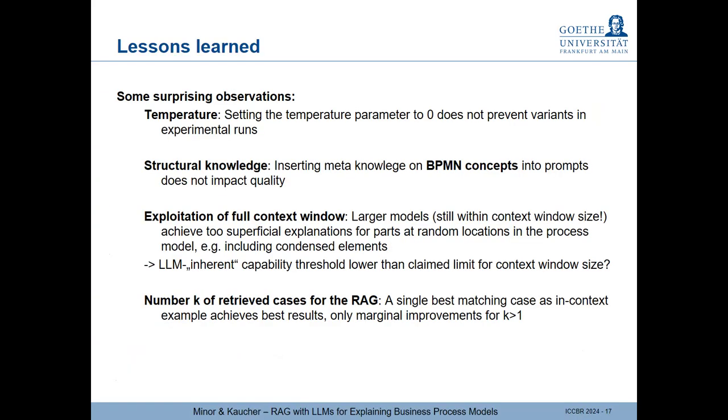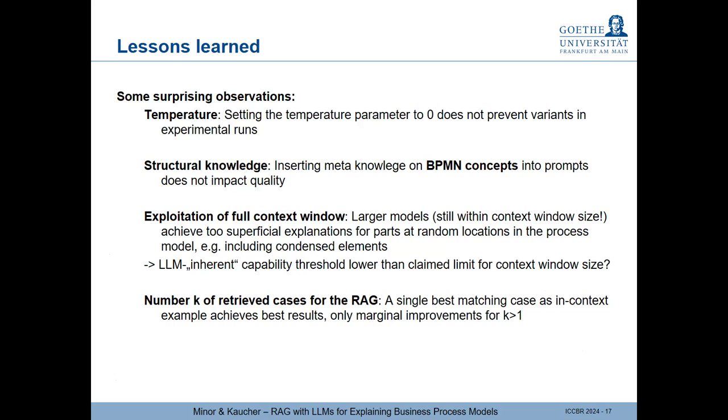In addition, we learned some lessons and made some surprising observations. So the first observation is that setting the temperature parameter, which is intended to avoid hallucinations, did not work as expected. Setting this parameter to 0 did not prevent the LLM from creating variance during the experiments. The second observation is that inserting meta-knowledge into the prompts does not increase the quality of the results.